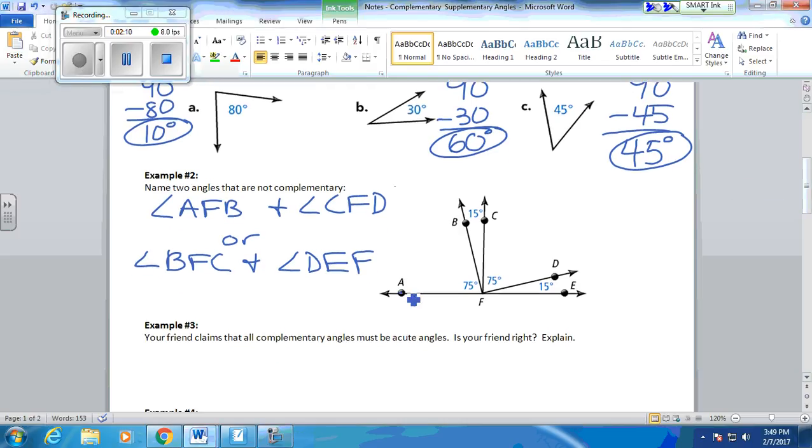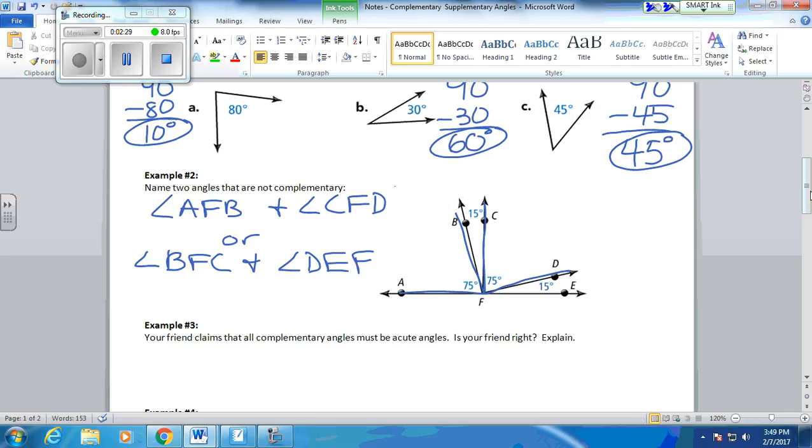There could be a multitude of answers here, so I'm just giving you two possible ones. If we're looking at AFB, and then if I go on and say CFD, those two angles, 75 and 75, do not add up to 90 degrees, so they would not be complementary. Then I took the other two acute angles of BFC, which is 15, and DFE, which is also 15, and said they were not complementary.